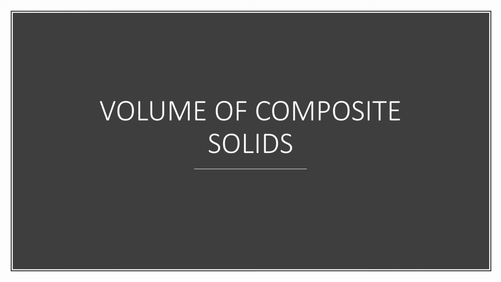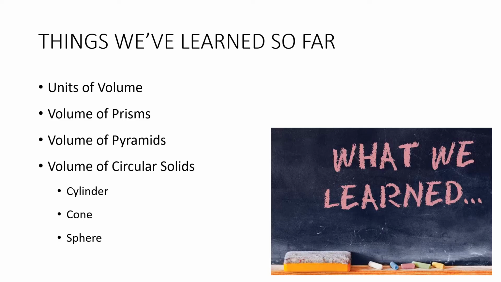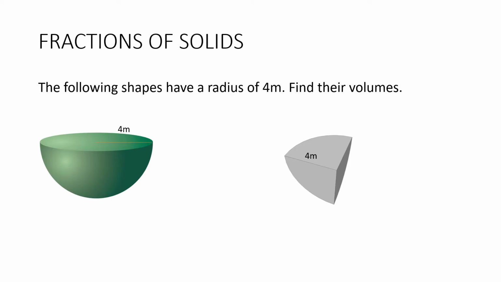Hi everyone, this is the last in this series of videos on volume. In this video we're going to look at the volume of composite solids. Let's have a look at what we've learned so far. We learned about the units of volume, and the volume of prisms, pyramids, and then finally circular solids including cylinder, cone and sphere. So before we look at composite solids, let's begin by looking at fractions of solids.